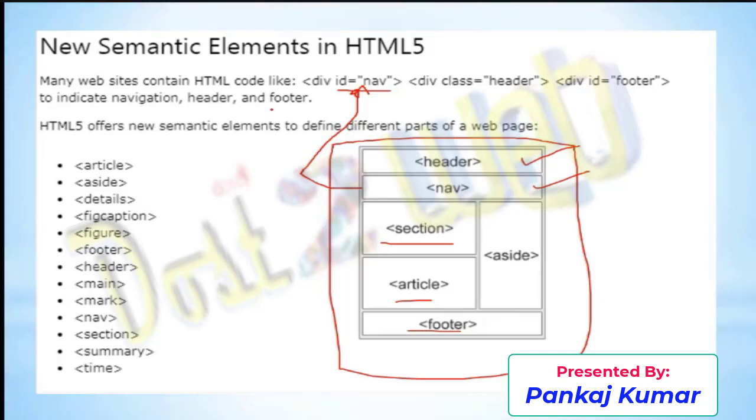header and footer. Similarly, we have several other HTML5 semantic elements: article, aside, details, figcaption, that means figure caption, when you are using a picture and you want to give a caption, a title below it. Then figure, footer, header, main, mark, nav, section, summary and time. These are the semantic elements in HTML5.